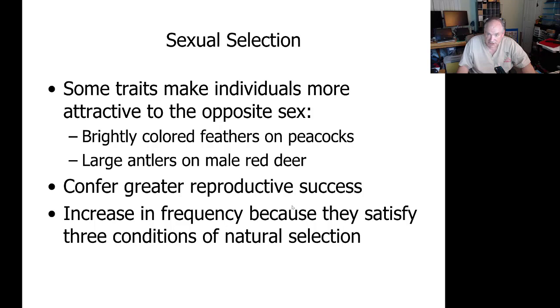Some traits make individuals more attractive to the opposite sex. Brightly colored feathers on peacocks, antlers on a male red deer. There are certain characteristics or dances or all sorts of things. In the bee world, they see colors that we don't see, through infrared and that sort of thing. And that's all part of the reproductive success in the bees and all sorts of other things. So there's an increase in the frequency because they satisfy these conditions for natural selection that Darwin outlined.